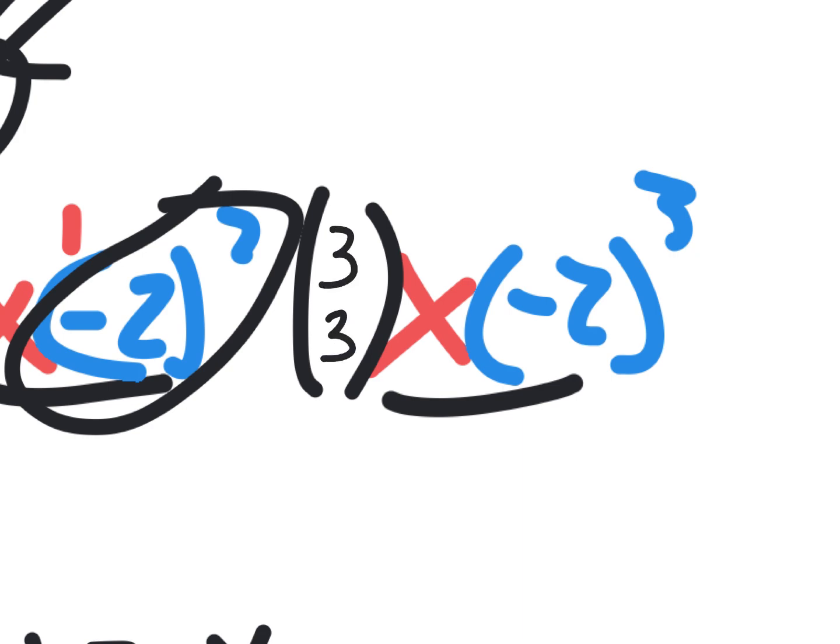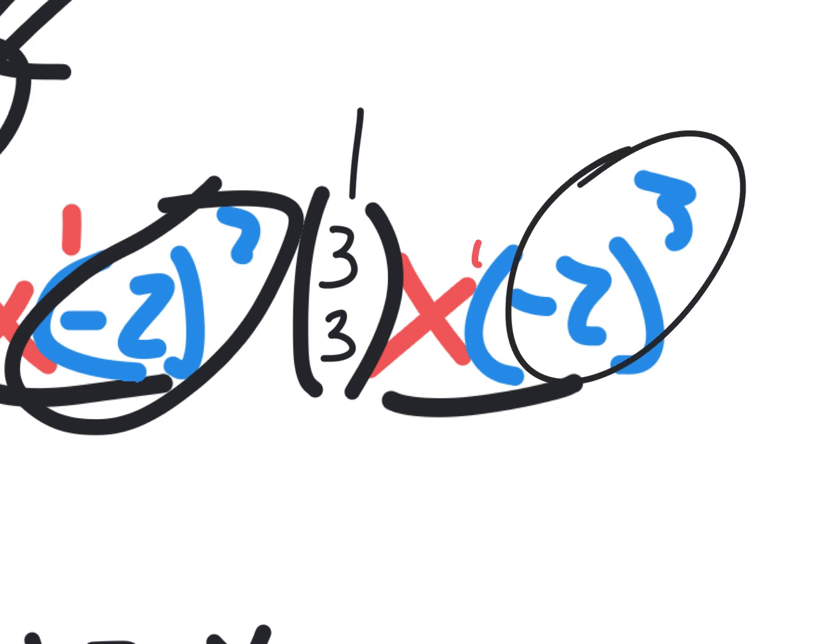3 choose 3. Can you do it in your head? Yeah. What is it? 1. Good. There's one way to take 3 things and pick all 3 of them. Okay, good. So that's a 1. And then you times by this. And this should be an x to the 0. I don't have it written, so that's important. Factor that in. So Jack, final answer. -8.